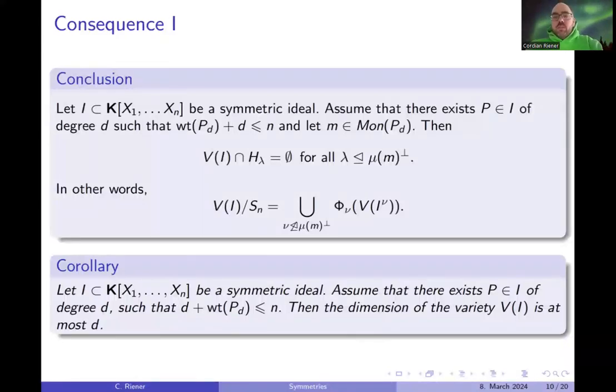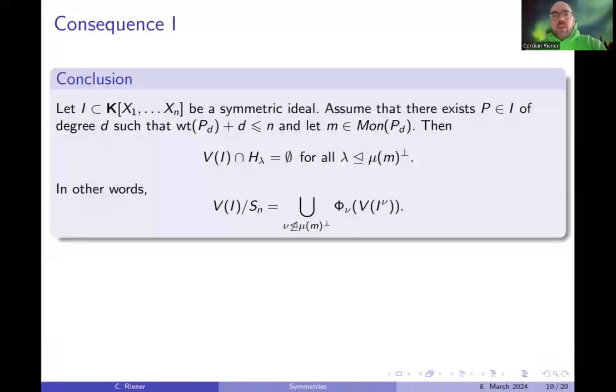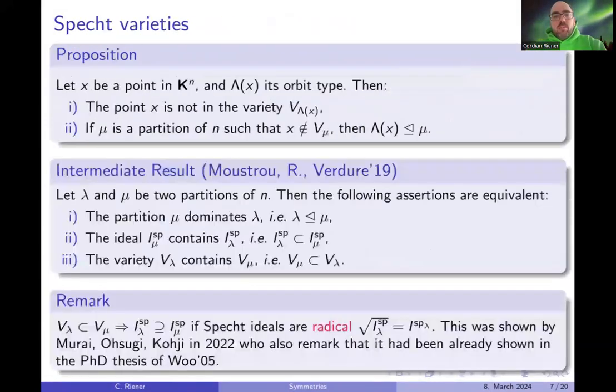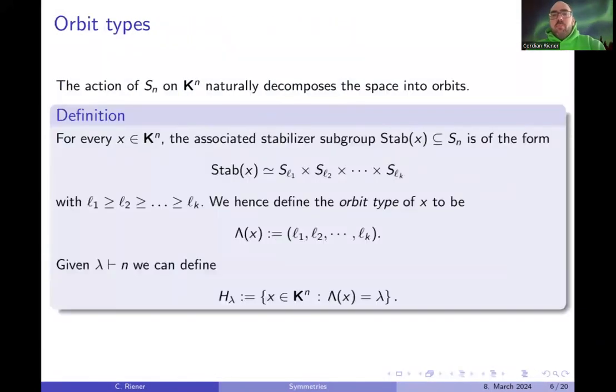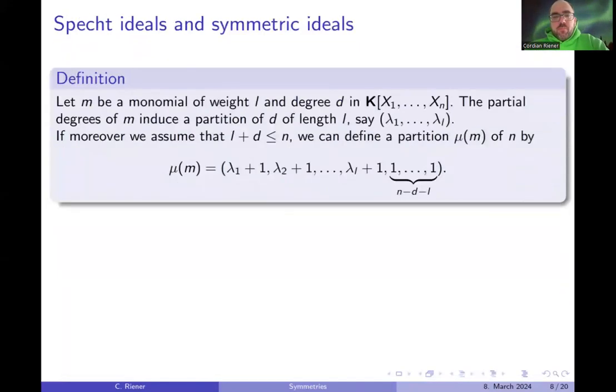What is h lambda here? Oh, h lambda, very good question. Sorry, I browsed over this too quickly. You have a lambda, it's an orbit type, and h lambda are all the points with that given orbit type. So this h lambda has some geometrical structure of the variety as well.